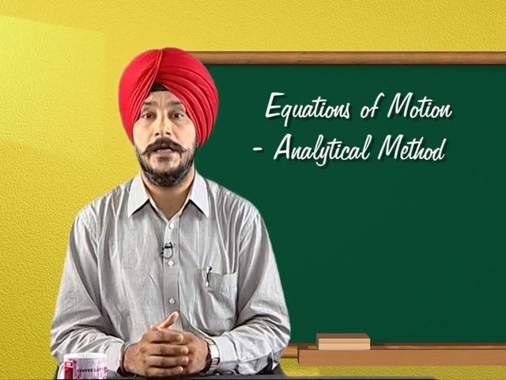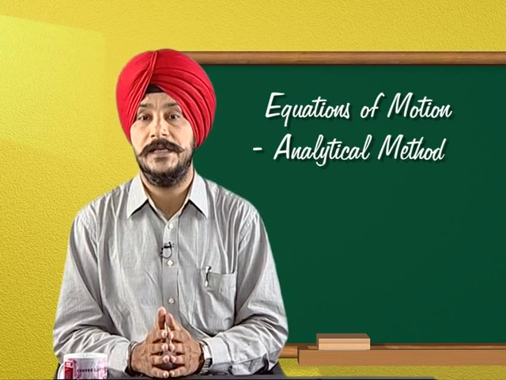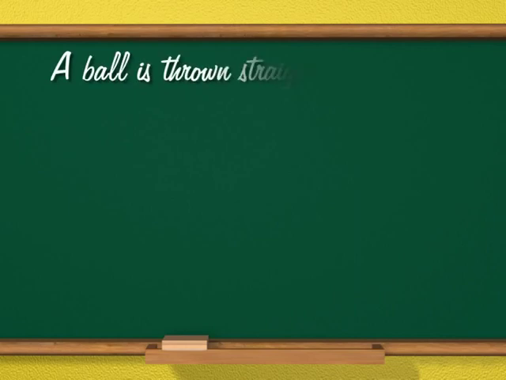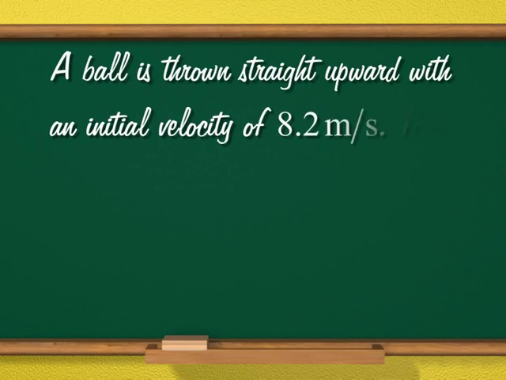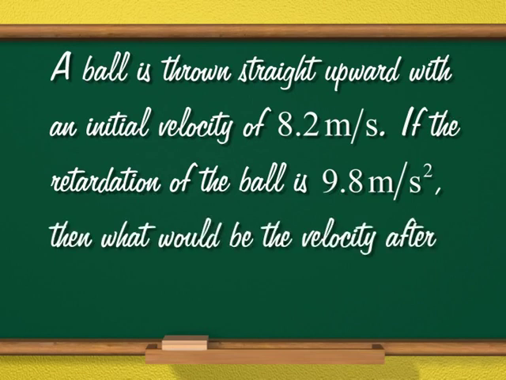To show how it helps, let us try some numerical problems based on this relation. A ball is thrown straight upward with an initial velocity of 8.2 meter per second. If the retardation of the ball is 9.8 meter per second square, then what would be the velocity after 0.5 second?